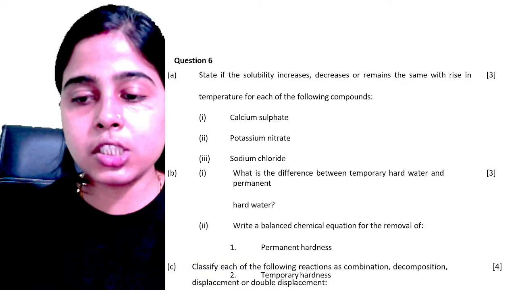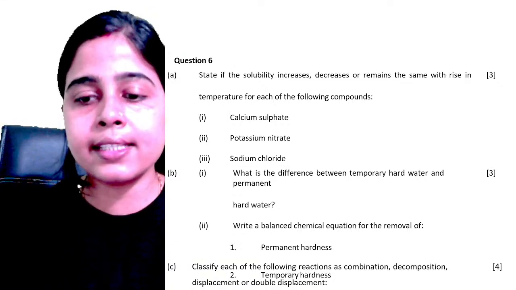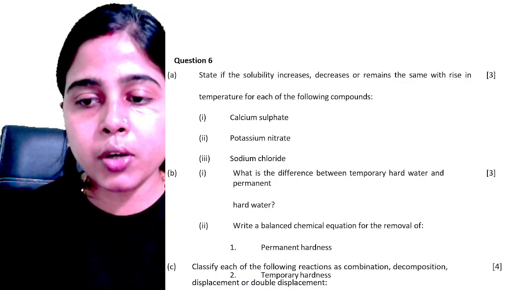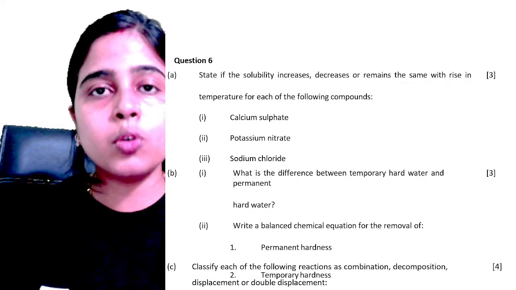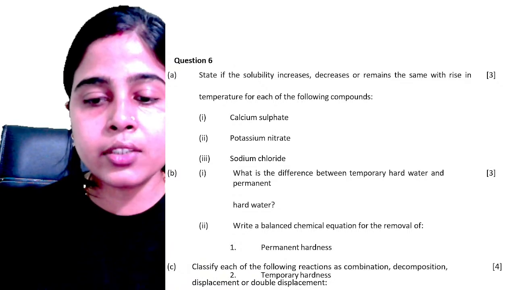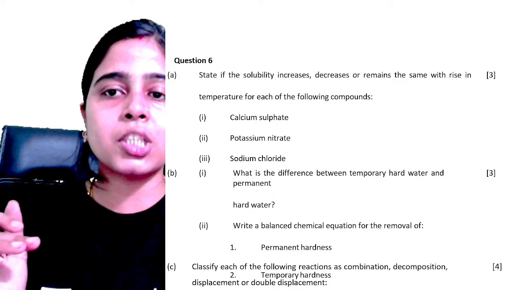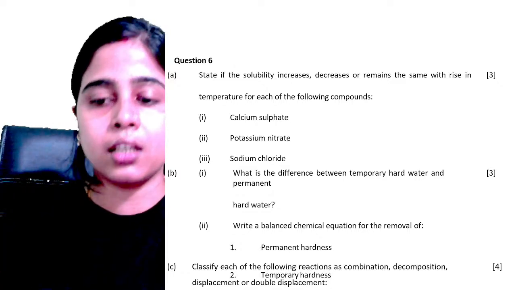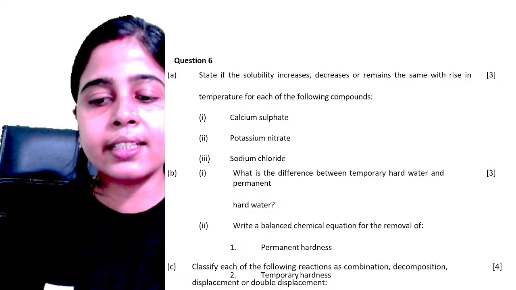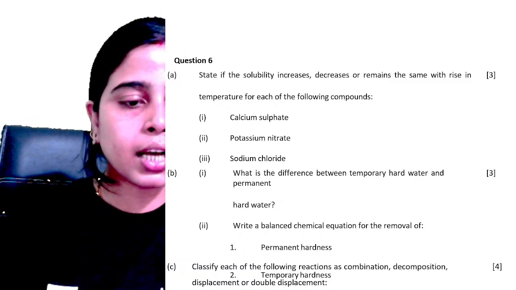So for calcium sulfate, there is a decrease in the solubility with the rise in temperature. Clear? Your potassium nitrate. Okay. If we talk about your potassium nitrate, so with the increase in temperature, the potassium nitrate solubility is increasing too much. Okay. So with the increase in temperature, the solubility of the potassium nitrate will increase very rapidly. And for sodium chloride, the solubility will be increasing a very little with the increase in temperature. Clear?